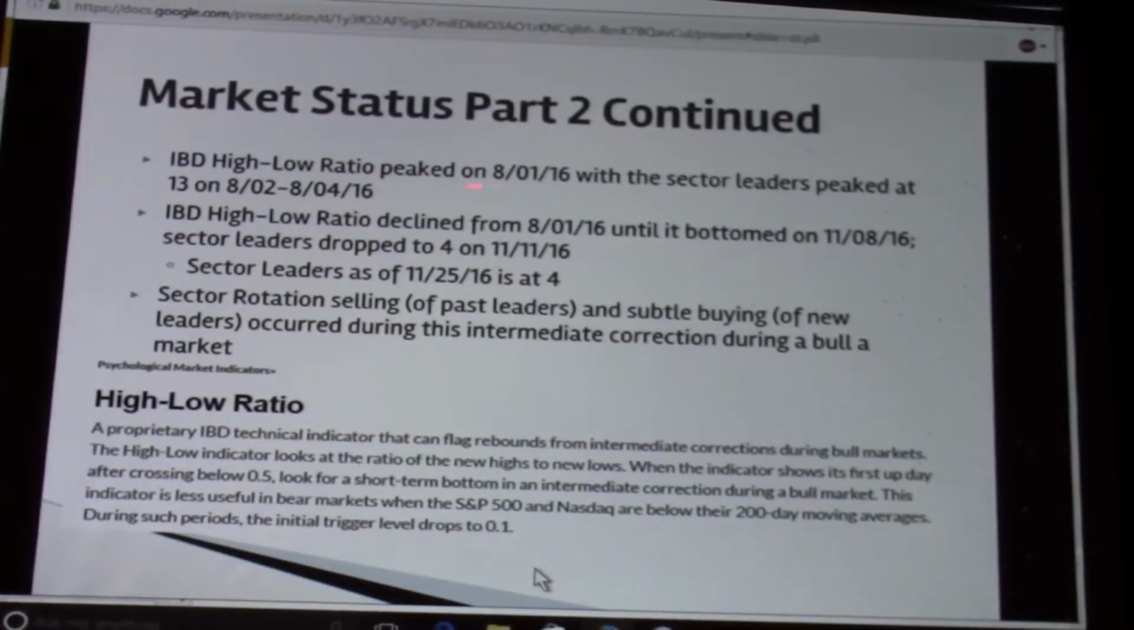So we peaked on 8.1, and I told you pay attention when we're at 13. We were at 13, 8.2, 8.3, and 8.4. And on those 3 days, the high-low ratio, if you were watching the raw data, was decreasing. How you could have done this, I'll show you a different way after this, how you can use the high-low table to collect the data on your own to track it. I do that as well, and they both confirmed the same day.